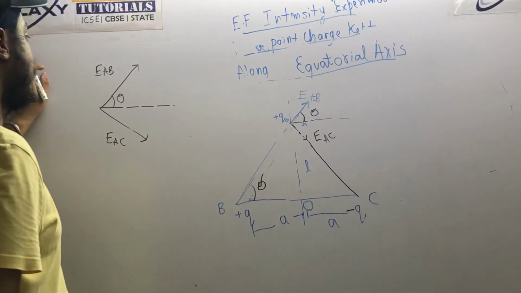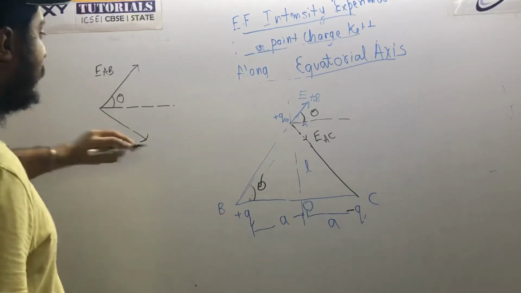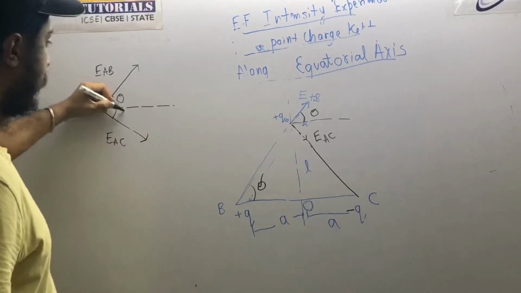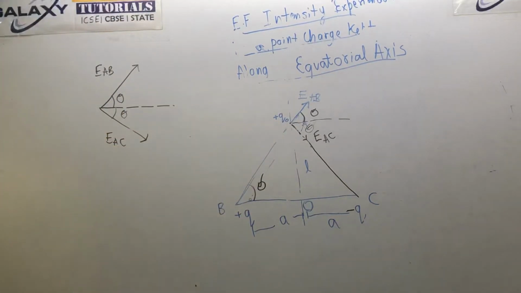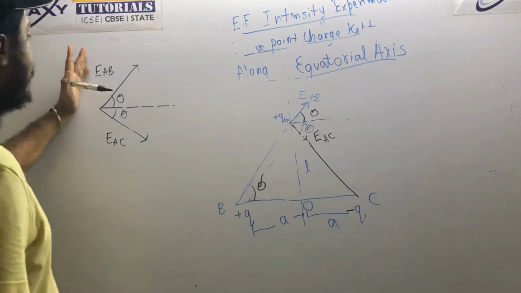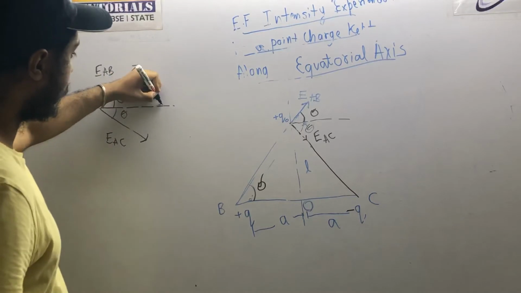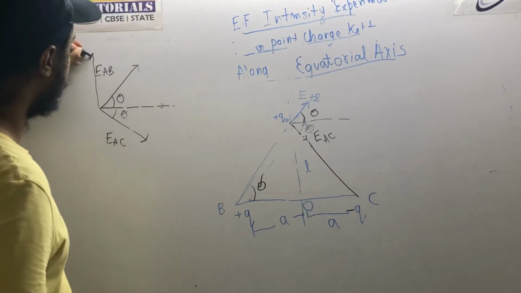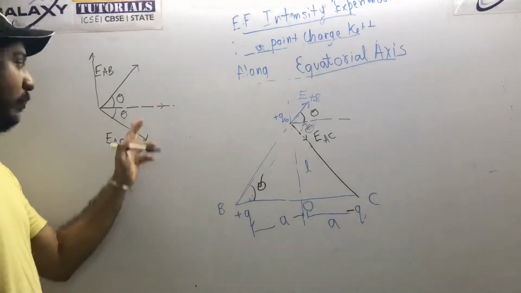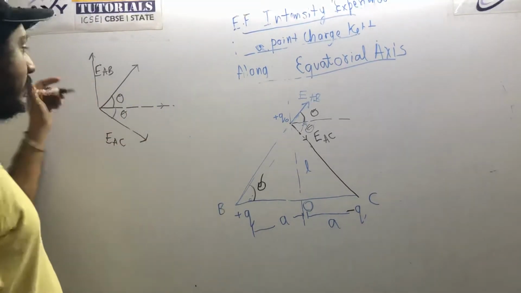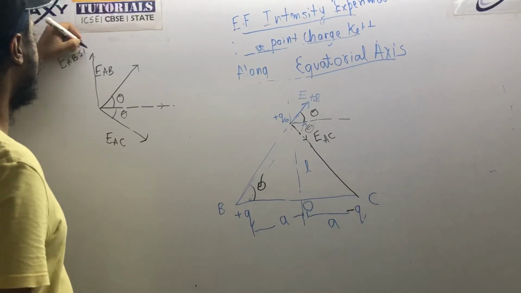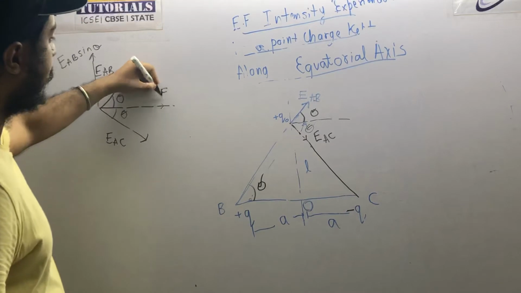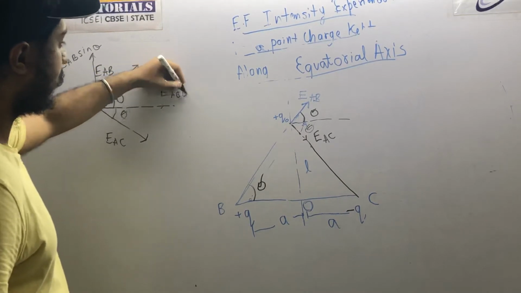Now let us see these two electric fields. This angle is theta and this will also be theta. What I was telling you was that this EAB will have a component along this axis and this axis, according to resolution of forces. So here it will be EAB sin theta, and here it will be EAB cos theta.